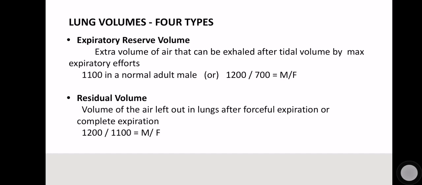The value is 1100 in a normal adult male, 1200 for male and 700 for female. Residual volume is the volume of air left in the lungs after forceful and complete expiration, 1200 for male and 1100 for female.